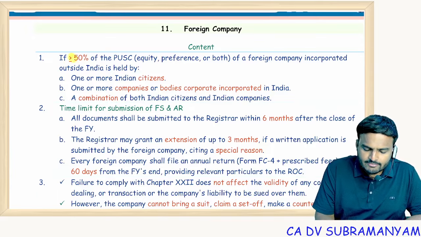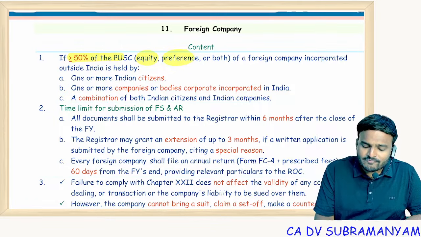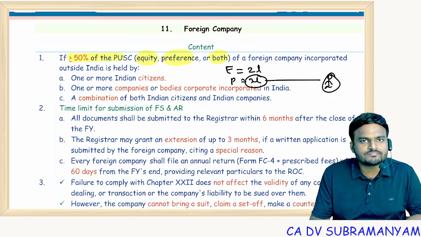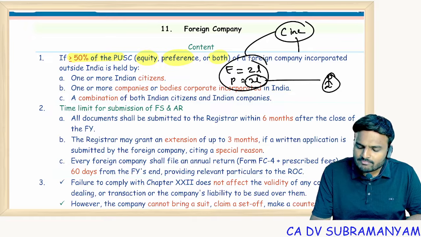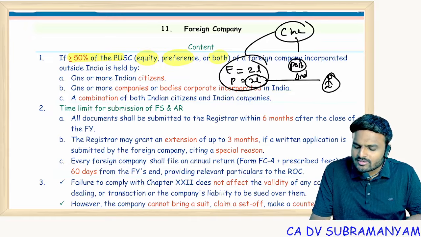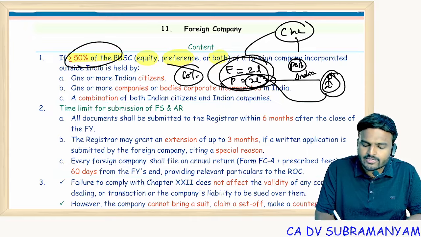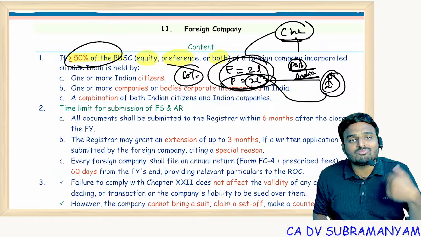50% of the paid up share capital, whether equity or preference or both, no matter. Let me tell you here. Equity 2 lakhs, preference 3 lakhs. Now this 3 lakhs is held by Indian citizen. This was a company incorporated in Singapore, for example, having a place of business in India. Now Indian citizen holding 3 lakhs of preference share capital, that means out of total share capital he is holding 60%, which is more than 50. Now the company is not treated as foreign company, it is deemed to be Indian company.